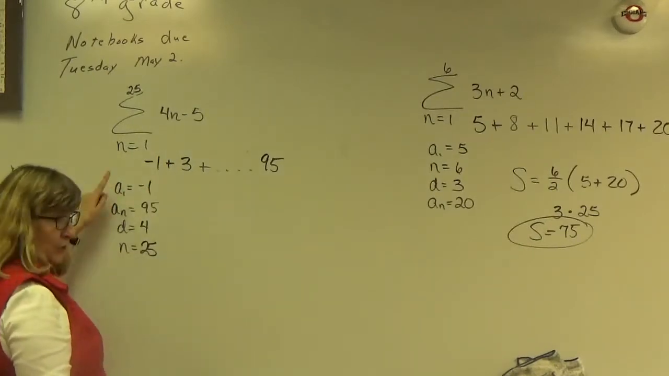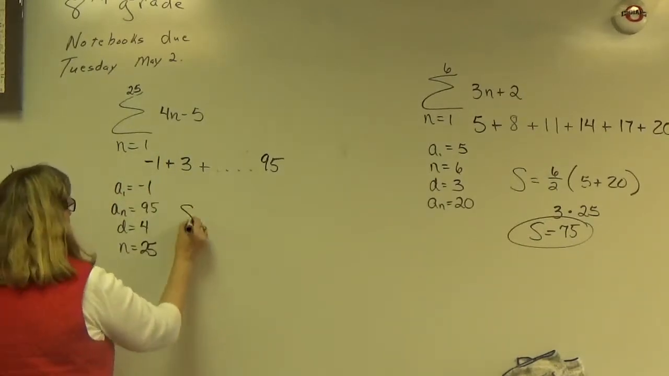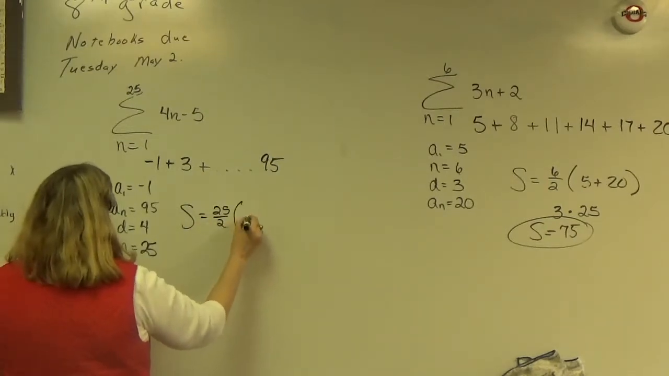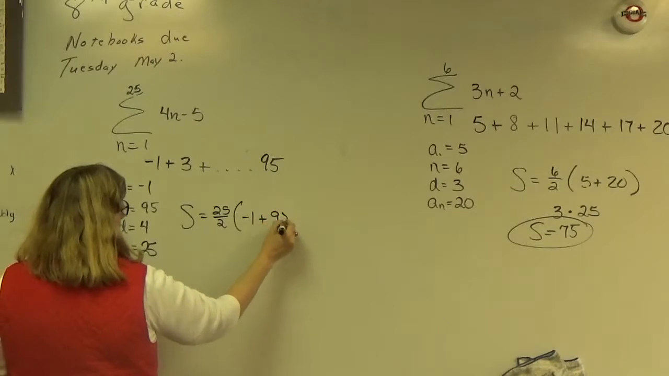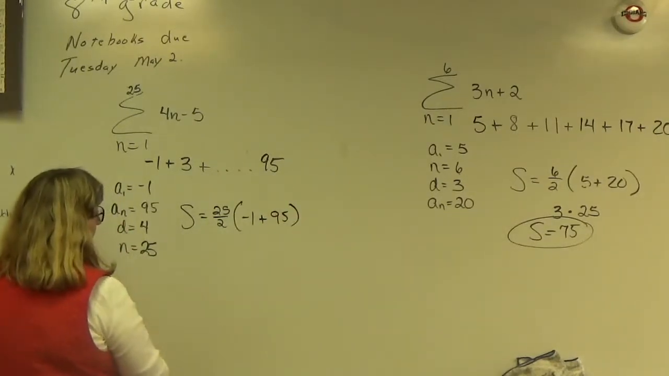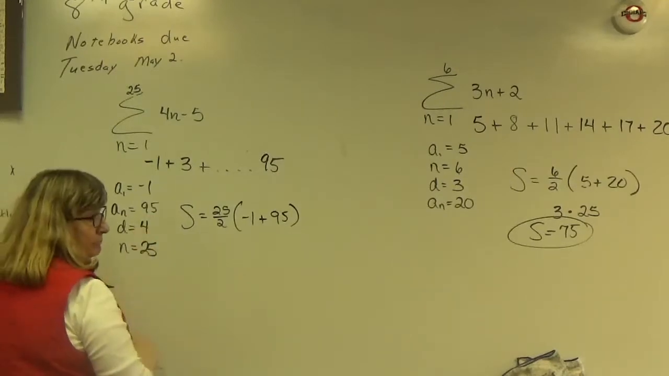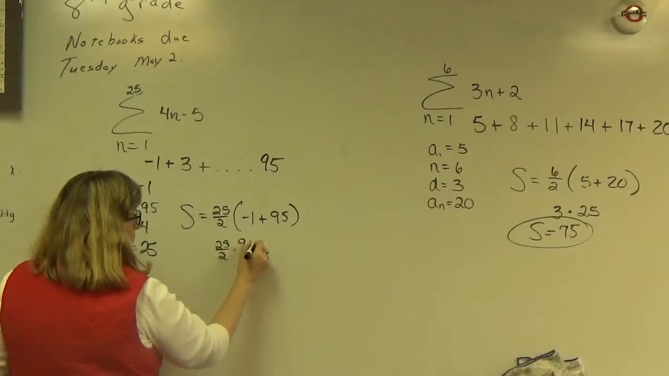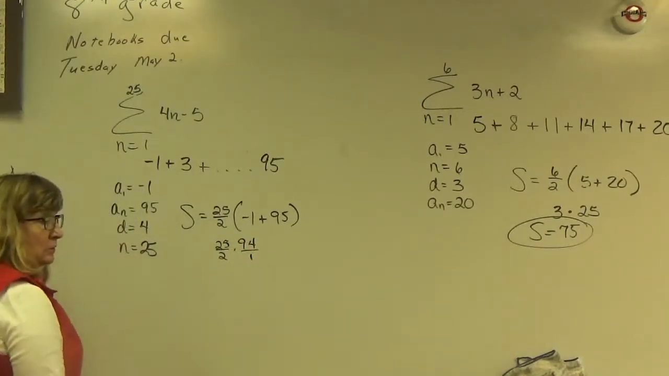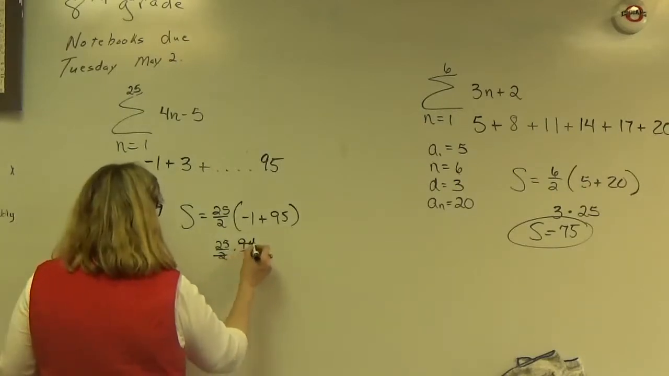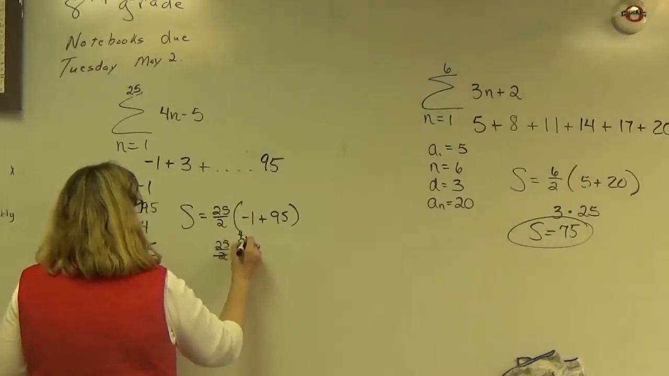Okay, so we have all this figured out. Now we're ready for the sum. Sum is the number of terms divided by 2. First term's -1, last term's -5. I think 95, I meant. Yeah. I wrote it, I just didn't say it. So 25 halves times 94. Right, -1 plus 95. And now 2 cancels 94 to 47.